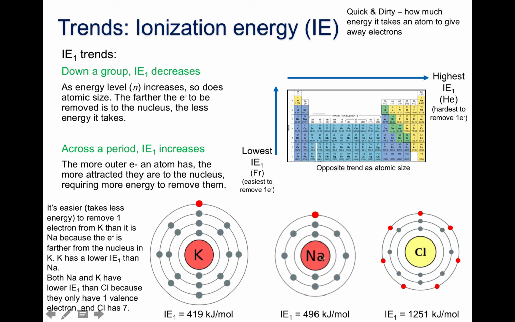And then if we're comparing something like sodium and chlorine to each other, sodium has just one valence electron, chlorine's got 7 valence electrons, and the amount of energy it takes to remove one electron from a sodium atom is significantly lower than it takes to remove one electron from a chlorine atom. As you go across a period, the ionization energy increases. As you go down a group, the ionization energy decreases. And remember, that is for the first electron.